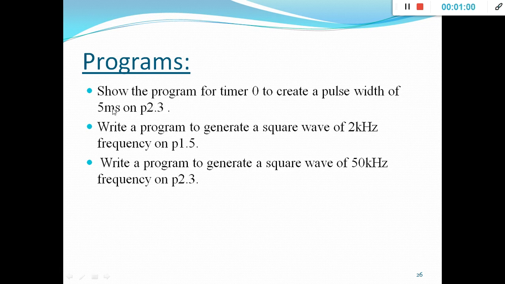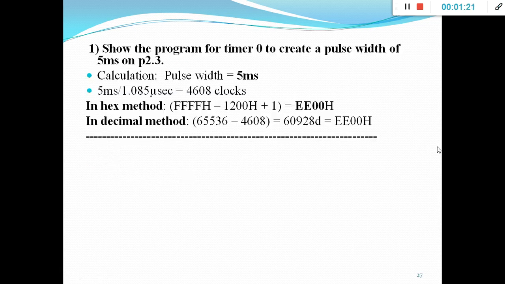And they have given here pulse width. It is not an entire period. Only half of the period is given, that is 5 millisecond. Pulse width means either on or off. It is not an entire period, it is a pulse width of the square wave. So now we'll see how to calculate the count using this millisecond.